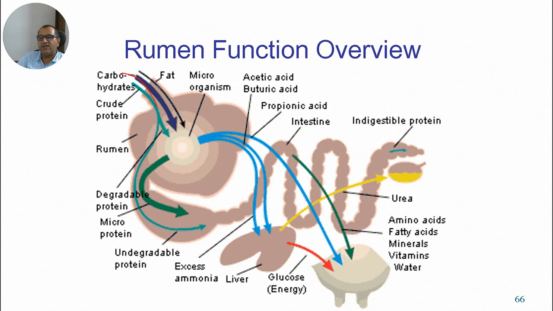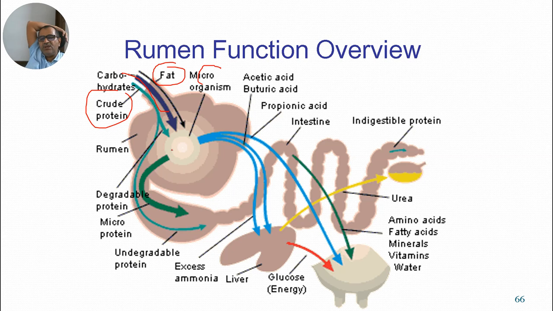So the rumen function as an overview, everyone knows. Carbohydrates enter the rumen in the form of cellulose or simple sugars like starch, and the crude protein also enters. Then fat also enters, whereas a lot of microorganisms are already present there. Then the material settles down. The rumen degradable protein will be degraded, whereas the rumen bypass protein will directly go to the abomasum. So the undegradable proteins are always entering the abomasum.